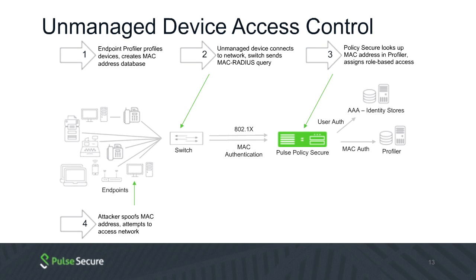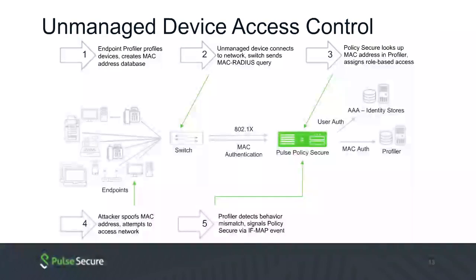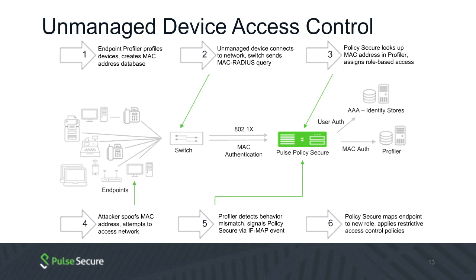But as soon as it starts doing anything that a printer wouldn't do, like sending traffic to profile the network, any kind of reconnaissance, running Nmap, or trying to access things that aren't the print server, that behavior is now no longer appropriate for the unmanaged endpoint. So once that unauthorized behavior is detected, the profiler can signal Policy Secure, and Policy Secure can take appropriate action to restrict access to that endpoint because the behavior doesn't match what we think it is. So again, visibility is both an input into and an output of the scenario.